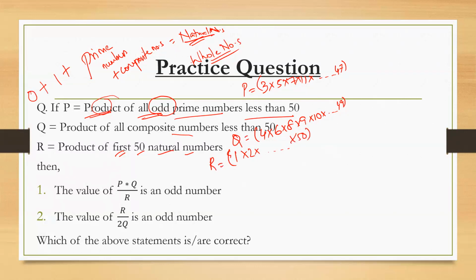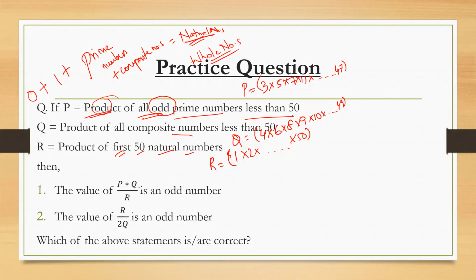Okay. The same thing, if it was given the product of first 50 whole numbers, then where will it start and where will it end? What will be the value of R? Yes, the value of R will be 0. So always remember this aspect. Okay, so here now we have P, Q and R.